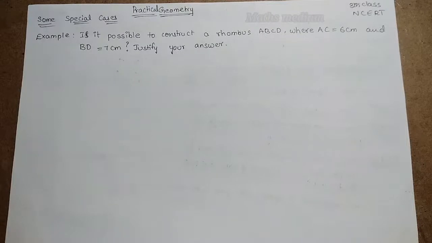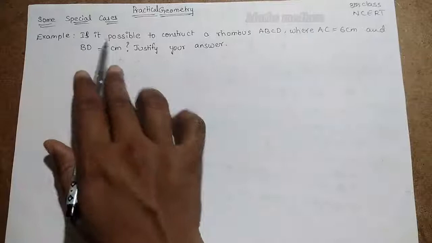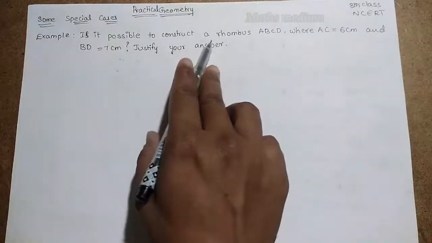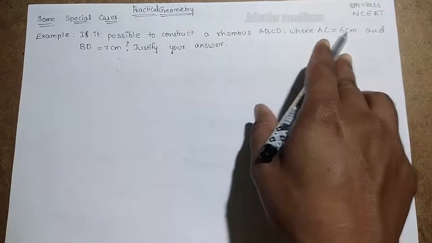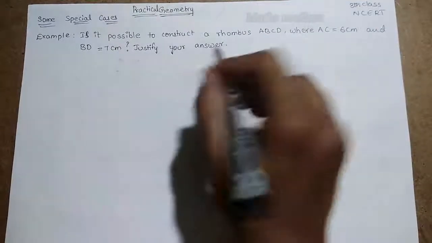And coming to here, we take one example. See here, is it possible to construct a rhombus ABCD where AC is equal to 6 centimeters and BD equal to 7 centimeters? Justify your answer.